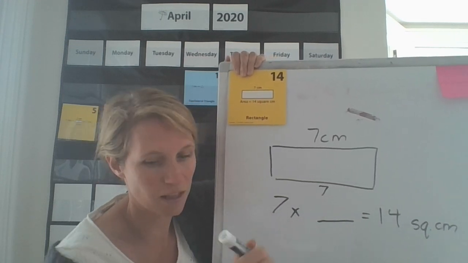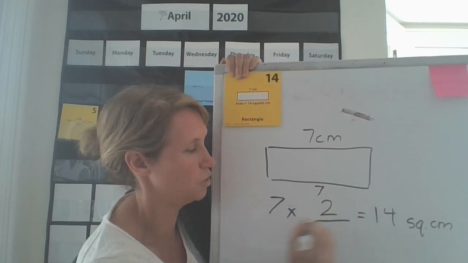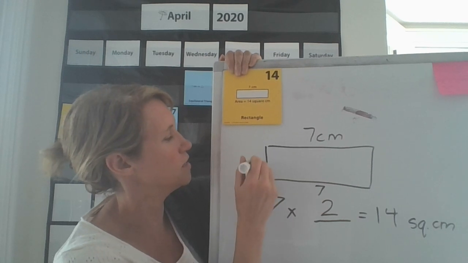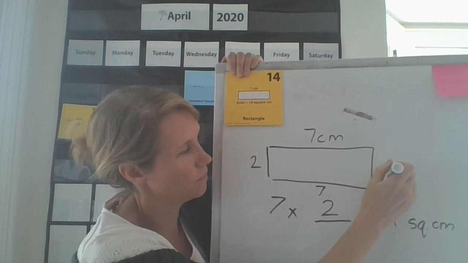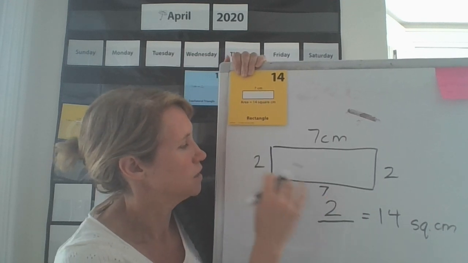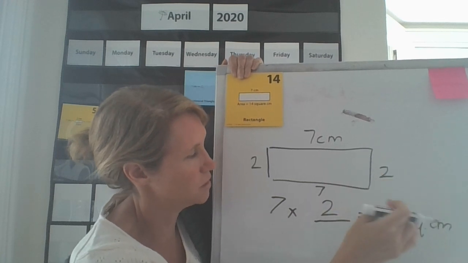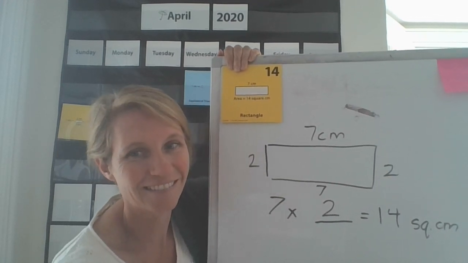Well, knowing that you're such strong mathematicians, you probably figured out this is a 2. And so that is the width of our rectangle. Now we can solve for the perimeter. 2 plus 7 is 9, plus 2 is 11, plus 7 is 18.